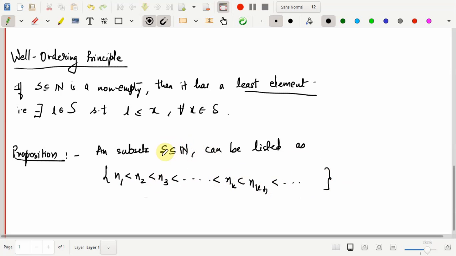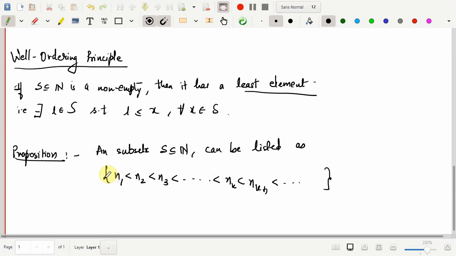And since we know that from this set we can find the least element, we can list them in this way. So n1, n2, n3 and so on are members of the set S. How do we know that n1 is the least element? Definitely the set is going to have a least element, I will call it n1, because of the well ordering principle. Since it's an infinite set, it will have at least one element. So the set is non-empty and it's a subset of the natural numbers, and therefore by the well ordering principle it's going to have a least element. I call it n1.